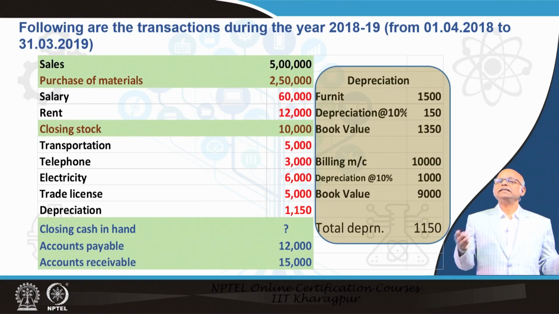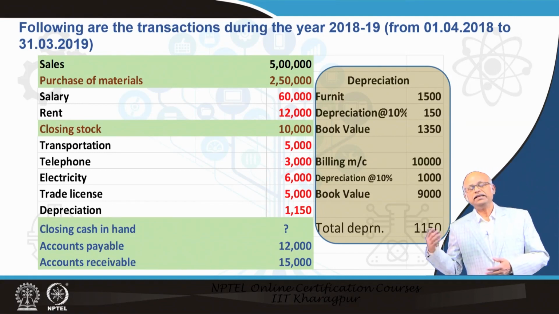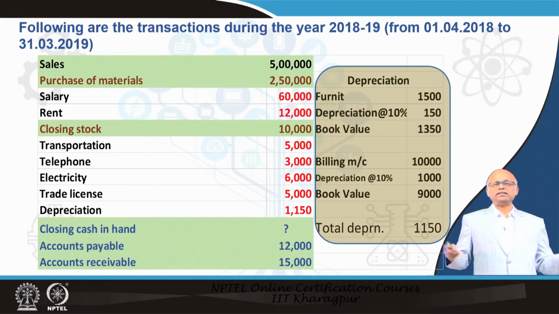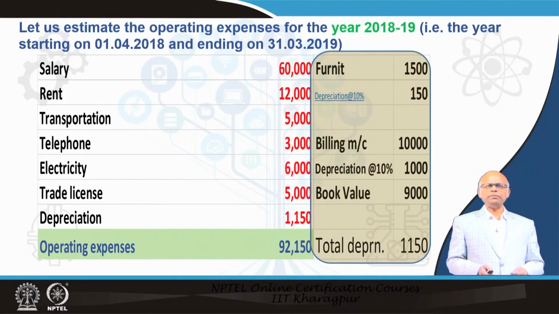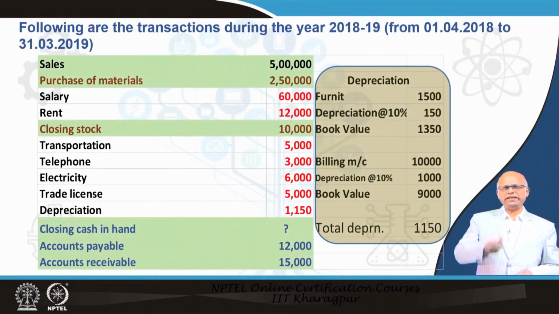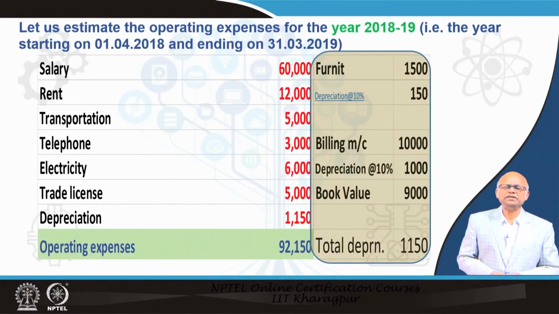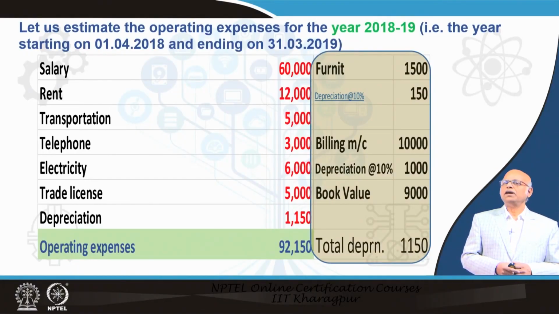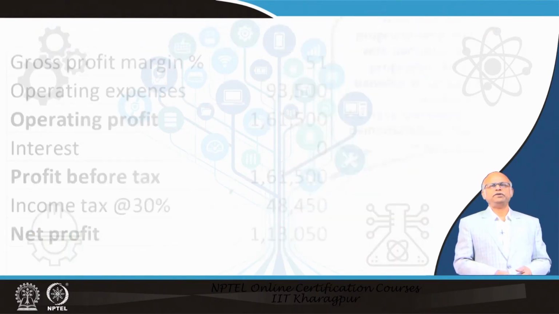Accounts payable is a balance sheet item, that is a liability. Accounts receivable is an asset, that is also a balance sheet item. Assets and liabilities are balance sheet items. So, we pick up those items at one place and then estimate the operating expenses. Here operating expenses is 92,150 rupees, adding all of them up including depreciation.